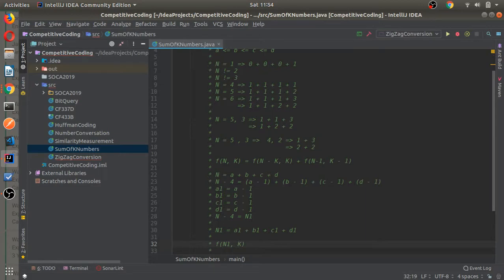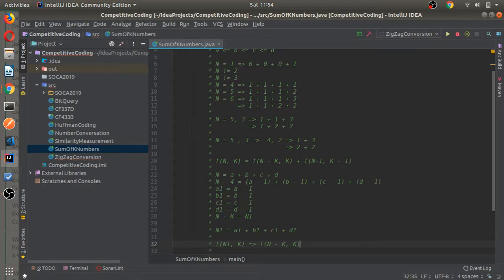So this kind of makes sense. If we replace this, it's going to be f of n minus k, that is n1. Yeah, I wrote 4 here, this is going to be k, n minus k is n1 comma k. So that actually makes sense.